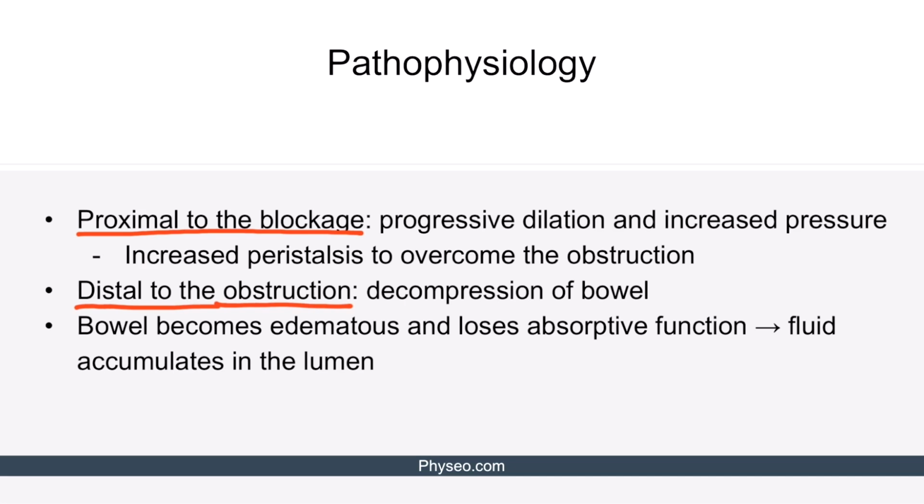Distal to the site of obstruction, there will be decompression of the bowel as the intestinal contents distal to the site of obstruction continue to pass while anything proximal to it cannot. As the bowel continues to become more and more dilated due to the obstruction, it will also become edematous and begin to lose its absorptive function. This leads to fluid accumulation in the lumen.